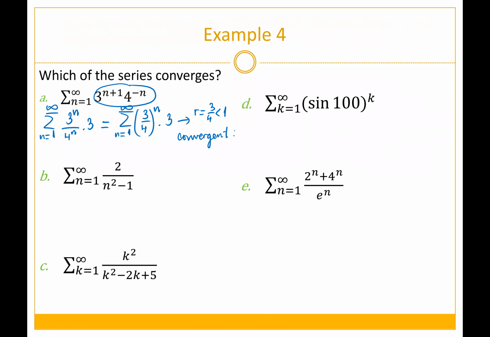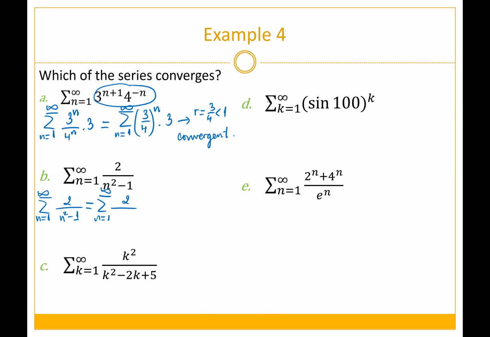Now for b, you have this series, 2 over n squared minus 1. Now this one, I would say the hint here is to look at the denominator, because the numerator is just a constant. It doesn't really matter what it is. Therefore, I'll try to factor the denominator. And this is going to be 2. We use.